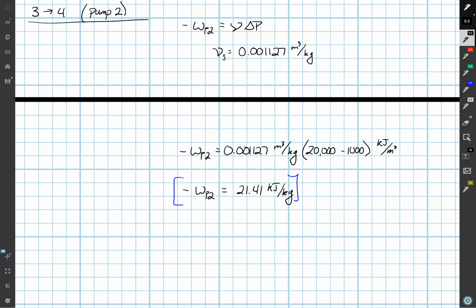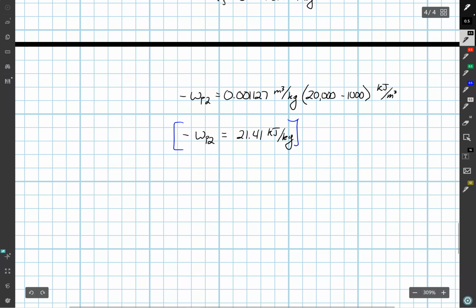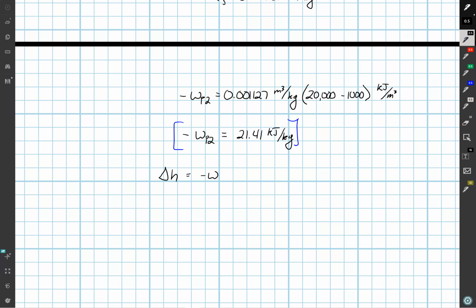Now we need to go back and do an energy balance to figure out what the enthalpy is. So if you want to, again, just take a minute, go and do that energy balance, and then jump back on the video. We'll see if we get the same answer. So when I do the energy balance, I'm going to skip ahead and just start with this equation, which we're going to continue to use for pumps and turbines. And in this case, the outlet is H4, the inlet is H3, out minus in equals minus WP2.